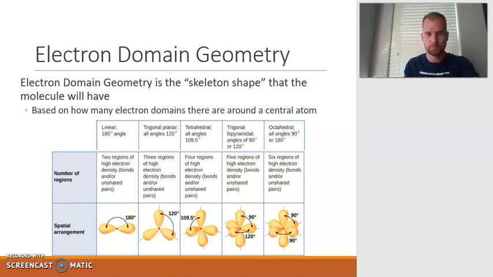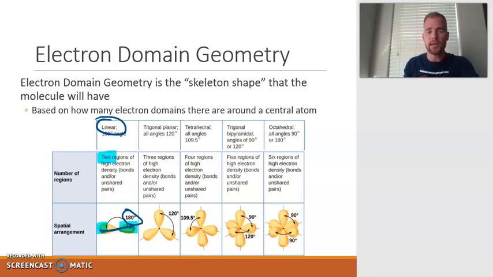So the first one is when you have 2 electron domains, or 2 regions of high electron density. When this happens, you end up having your central atom with 2 electron domains around it. If you think about that, the furthest those electron domains can get away from each other is when they form 180 degrees. In other words, it creates a linear shape. So that's as far away as they can get from each other.